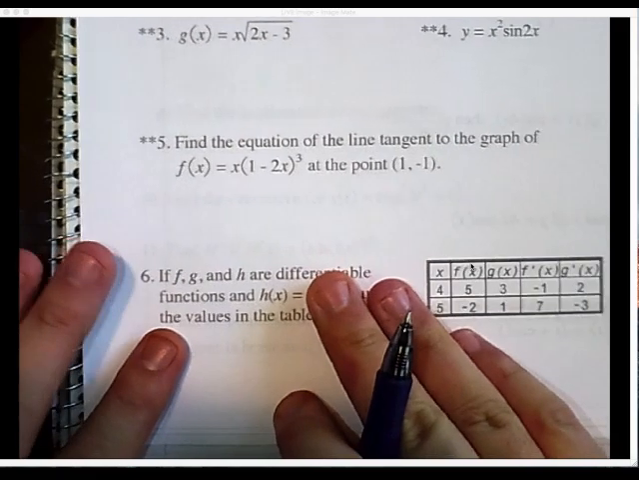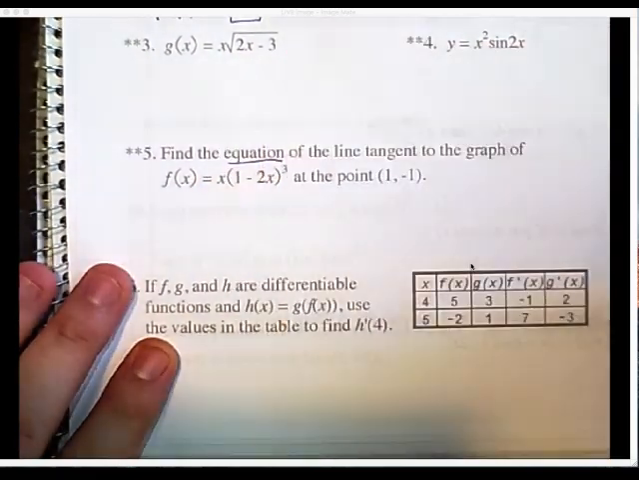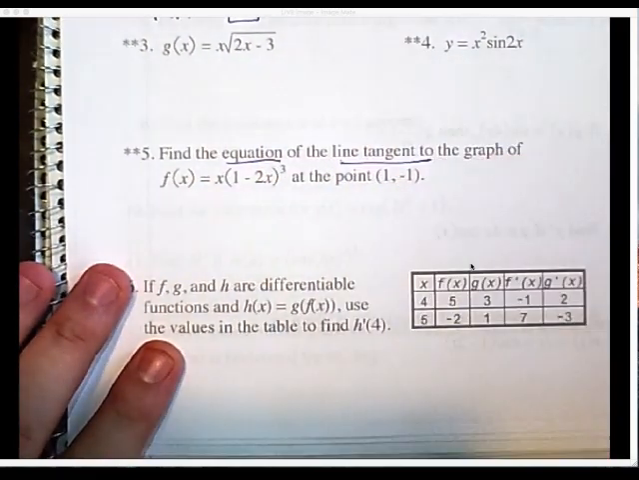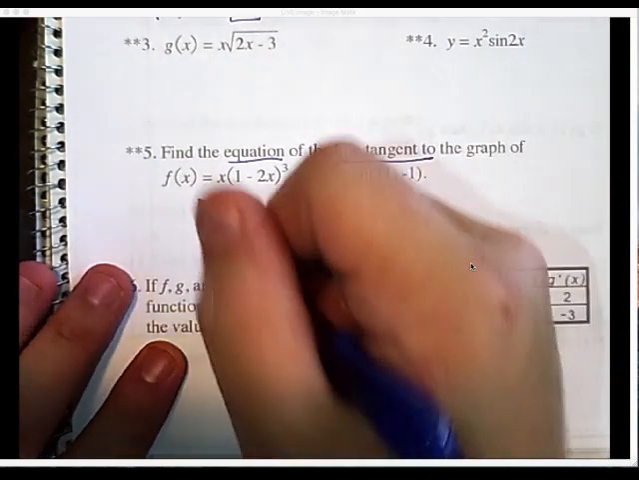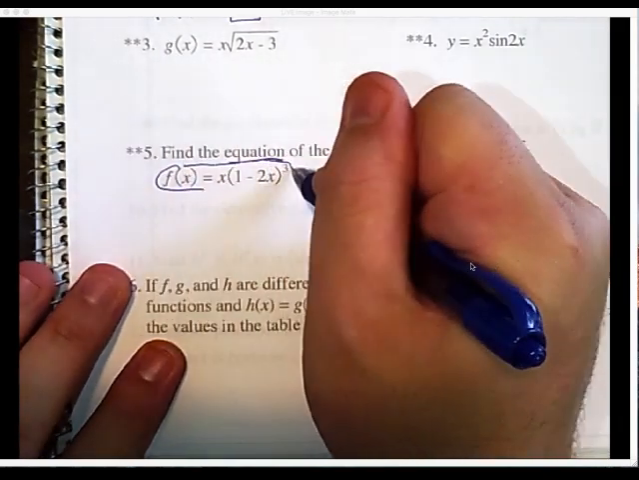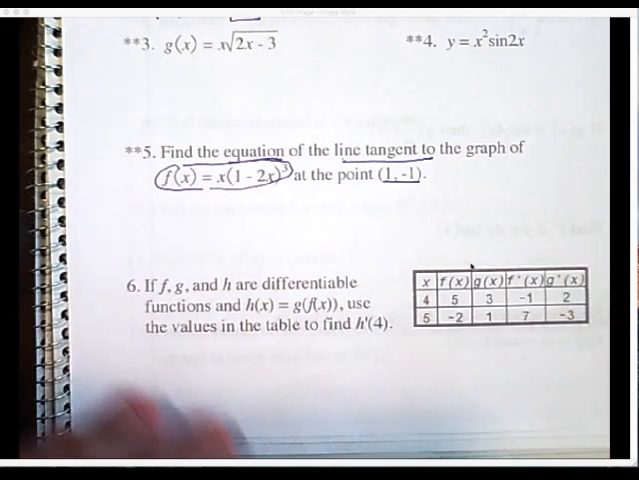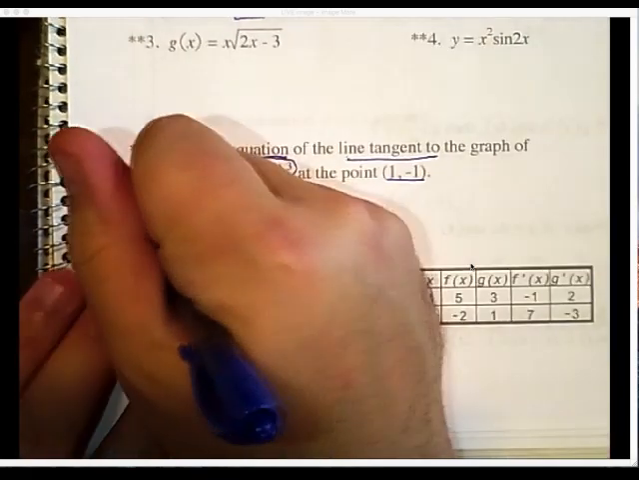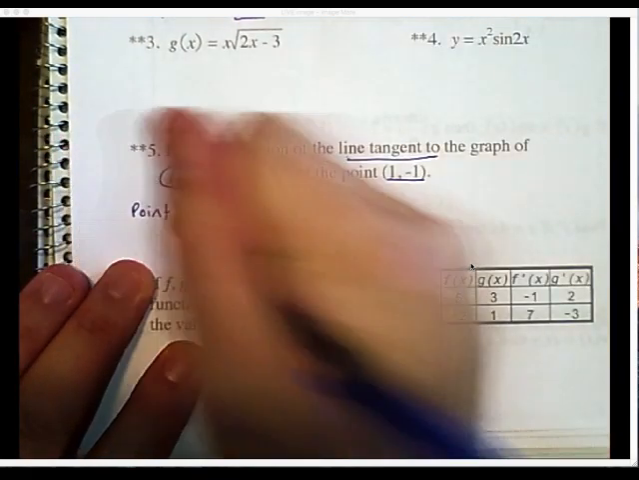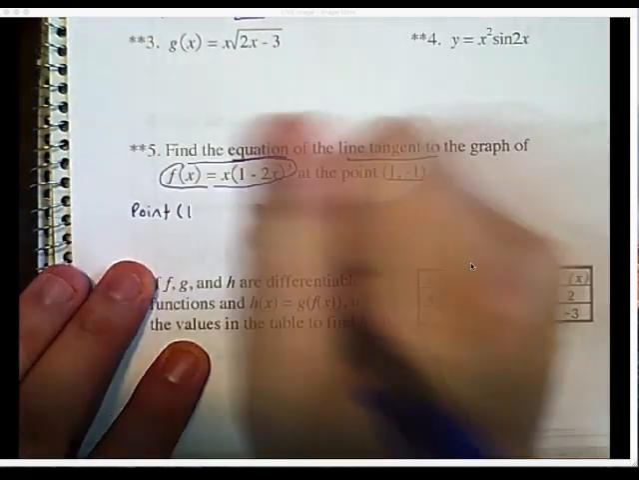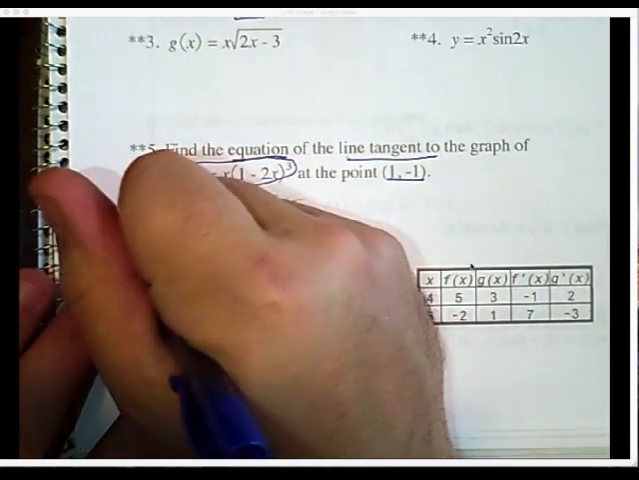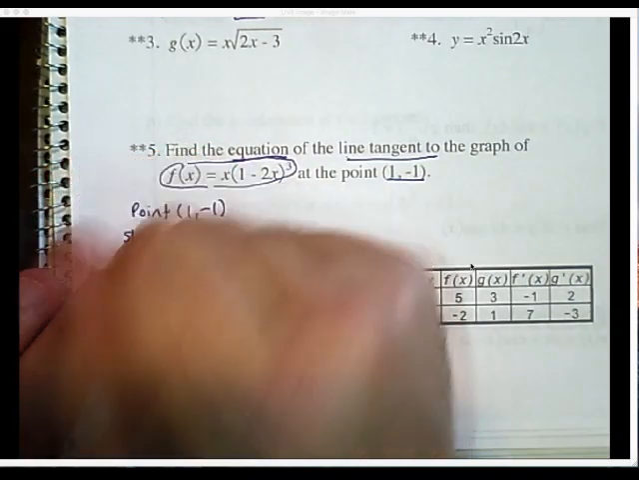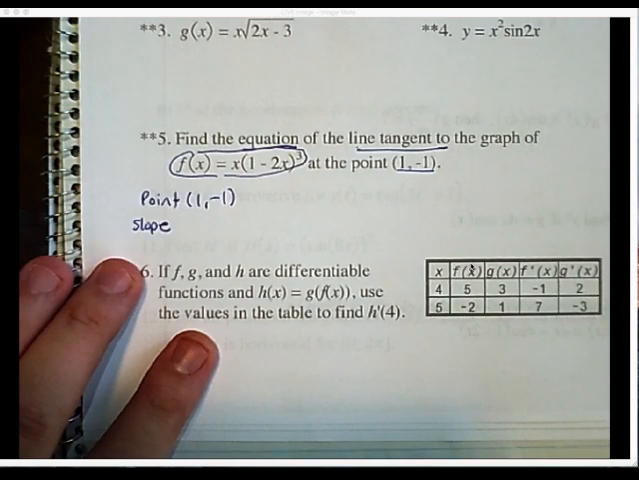So let's look at question 5 here. Just a little bit of a review. Find the equation of the tangent line to the graph of this function at this point. So the good part is I already know the point. The point is 1, -1. But I still need to figure out what the slope of the tangent line is.